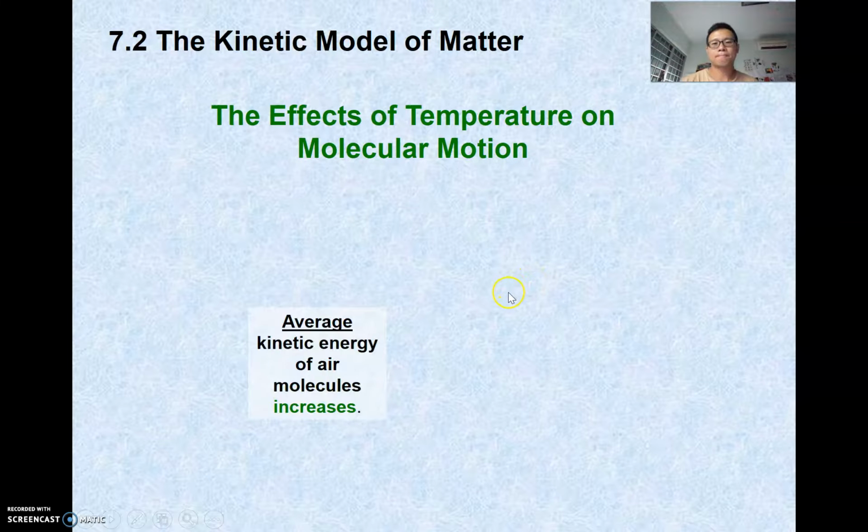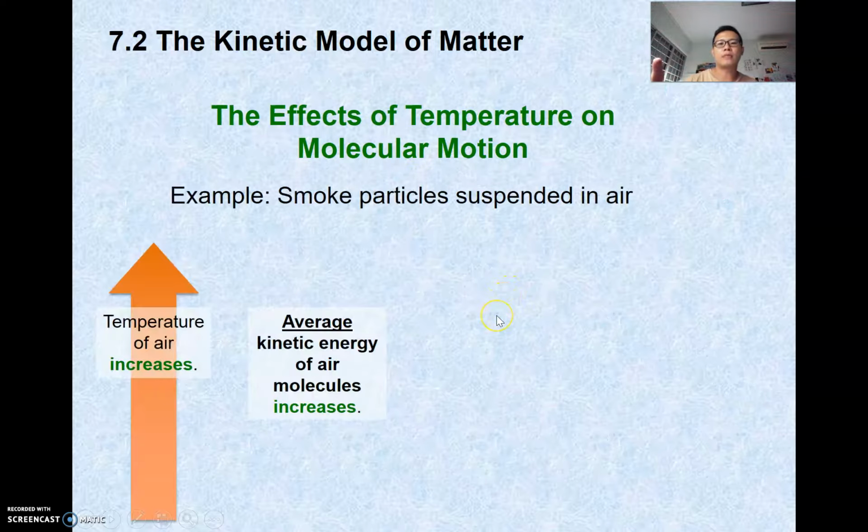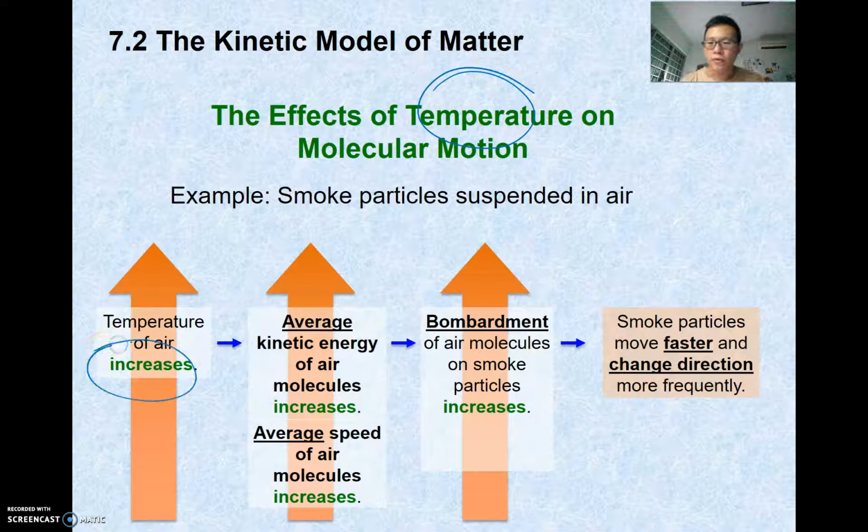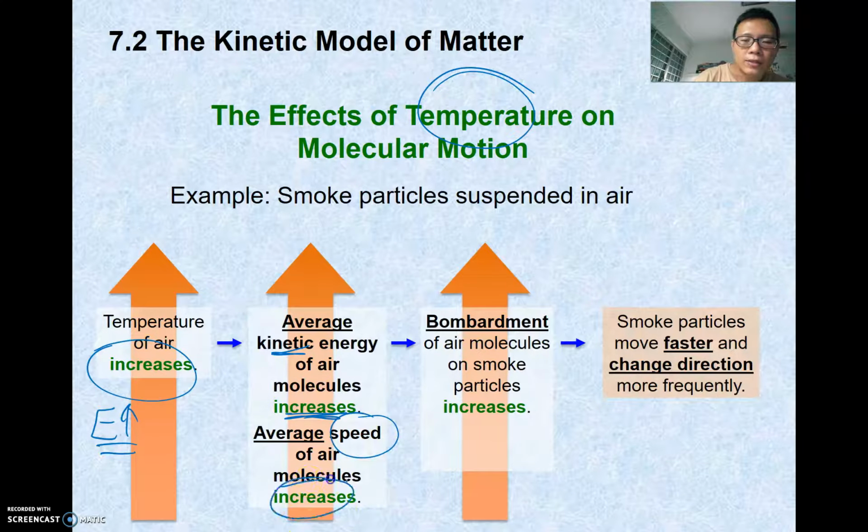Okay, and with the same theory, you will find the same behavior if I change the condition. For example, the smoke particle is suspended in air, again showing random motion, but now I have temperature involved. So I increase the temperature. With more energy, the thermal energy is converted to where? Kinetic energy, which is why the kinetic energy increases. And with higher energy, the particle is able to move at a faster speed.